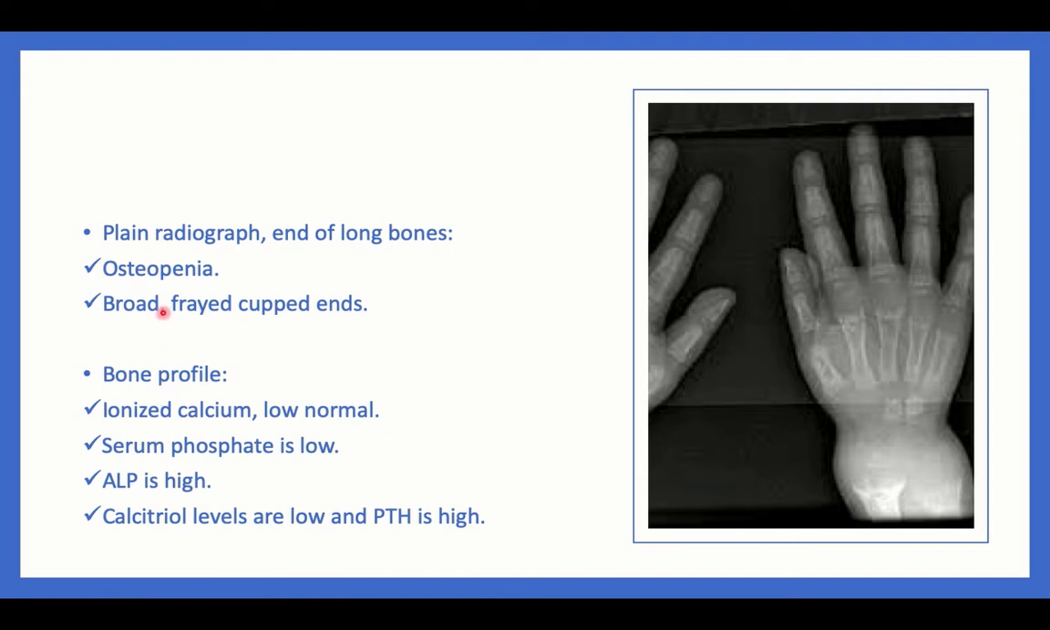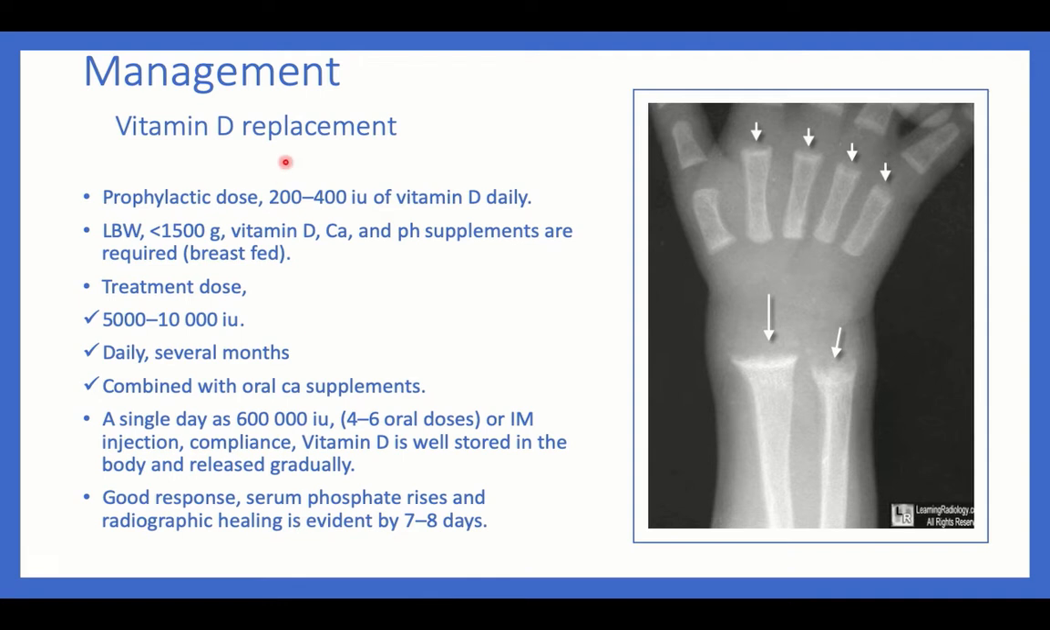Usually the diagnosis is based on these two, the radiograph plus these tests of calcium, phosphorus, and alkaline phosphatase. If we have done calcitriol levels, the active form of vitamin D, we would find it low due to vitamin D deficiency. Also parathormone would be found to be high, but usually in straightforward cases we don't go on to these tests. So how to manage? The management is simply vitamin D replacement.